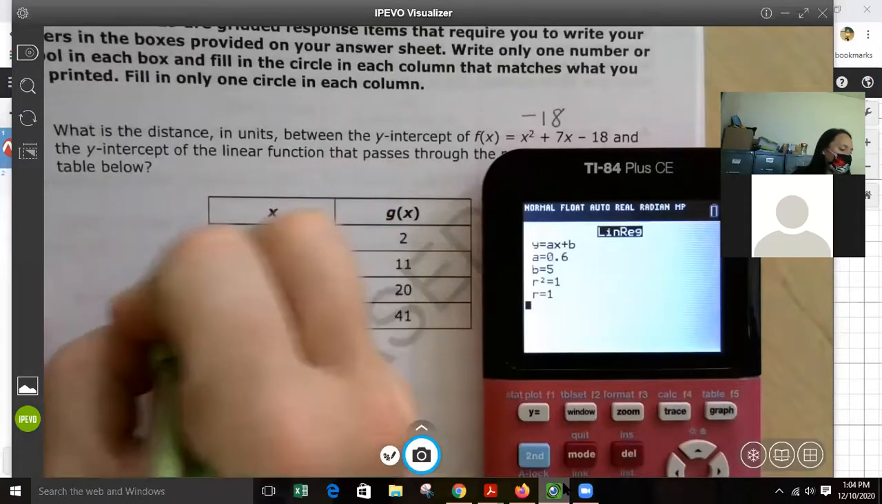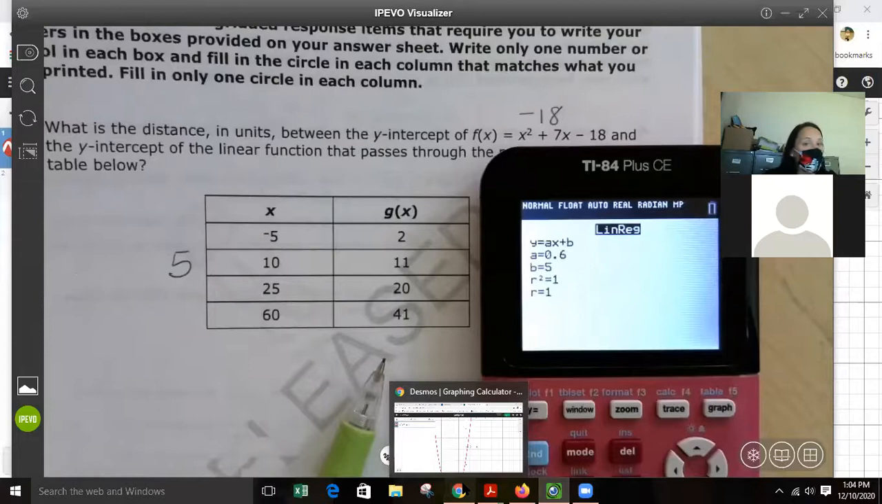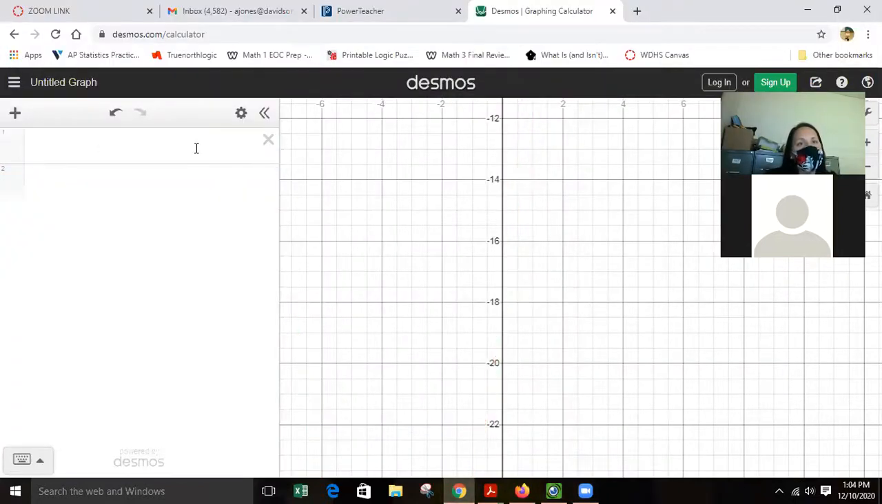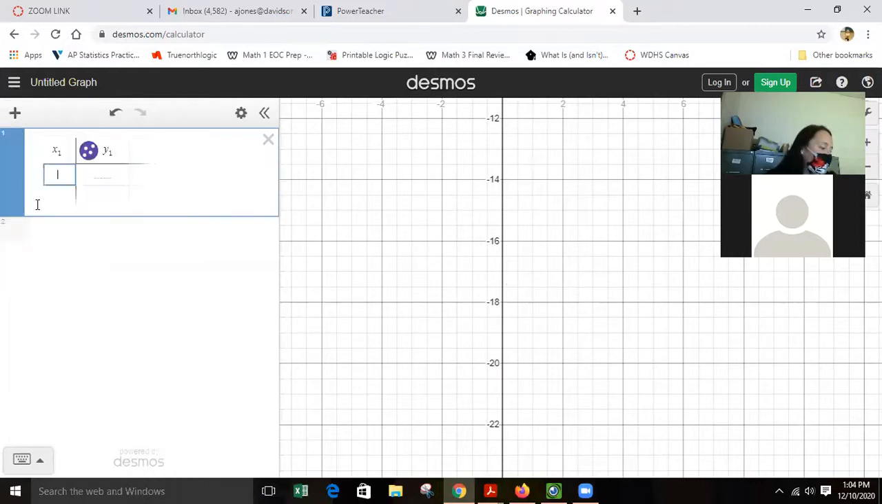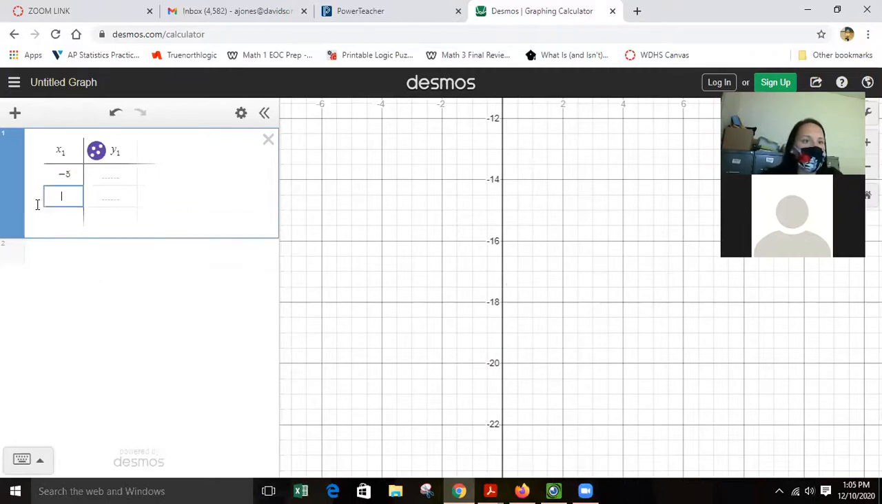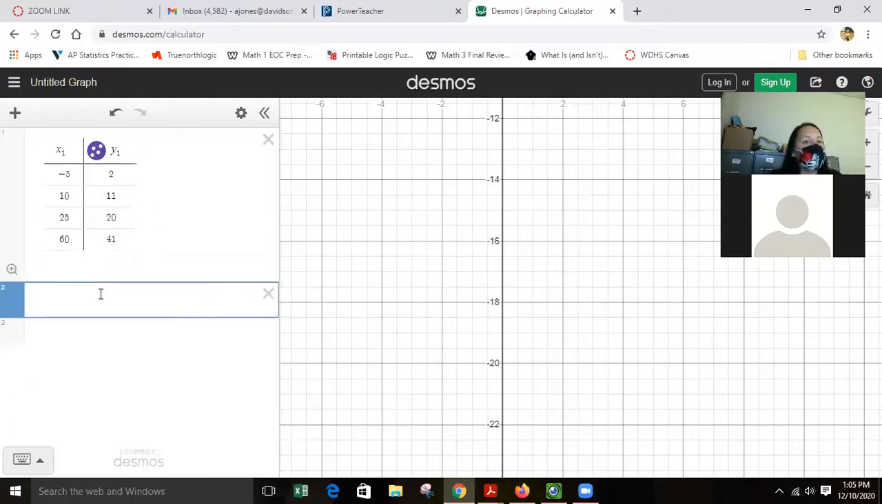All right, so before I do anything else, I want to show you how to find that on Desmos. It's really crappy to remember. It's not hard, it's just crappy. So you can put a table in. We go to this plus over here and down the table. And you just put your table in: negative 5, 10, 25, 60, 2, 11, 20, 41. And then this is the part that's crazy.